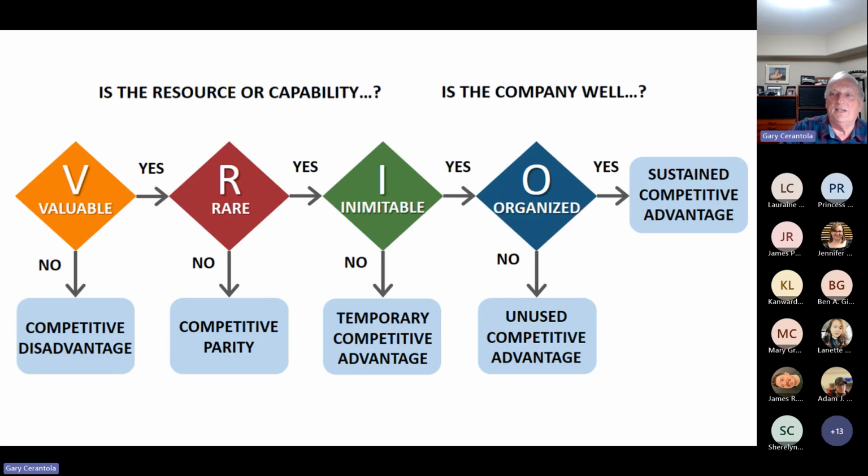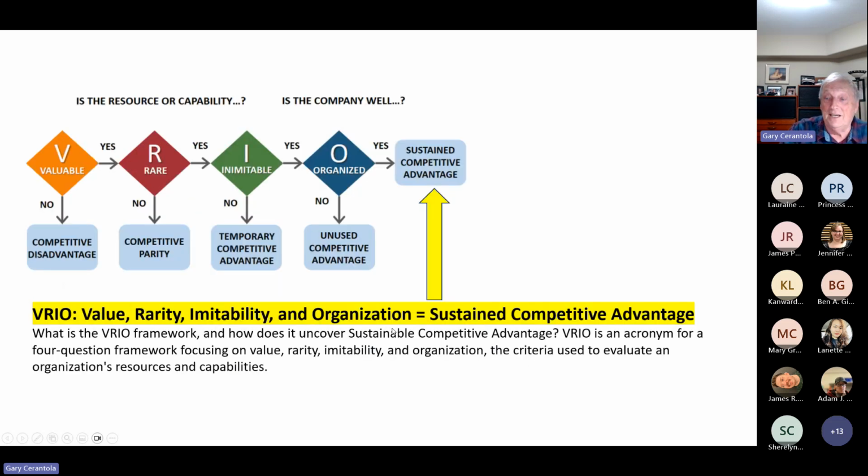Okay. So again, here's the key thing. Is it valuable? Yes. Well, is it rare? Yes. Well, is it imitable? Yes. And then are you organized to be able to pull that off? Yes. Well, then you have sustained competitive advantage. So every time there's a no, you're giving your competitors a venue to keep up to you, and then you do not have sustainable competitive advantage. Okay. All right, that's enough about that piece.